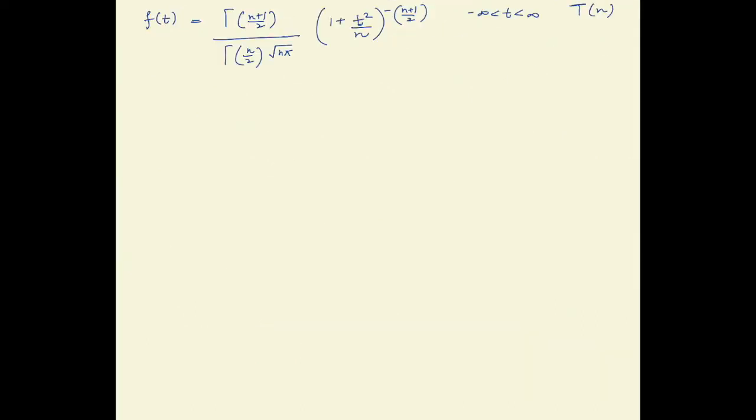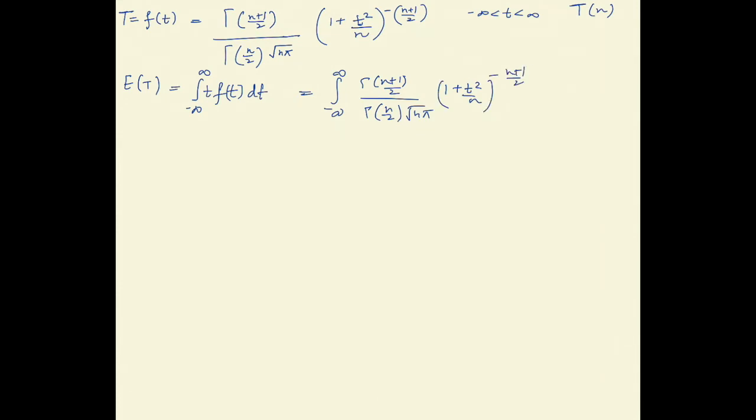Now let's try to calculate the mean and variance for this distribution. So the mean of the random variable t is simply given by the integration of t f(t) dt, which will be equal to the integration from minus infinity to infinity of gamma n plus 1 by 2 over gamma n by 2 root n pi, times 1 plus t square by n raised to minus n plus 1 by 2, times t dt.